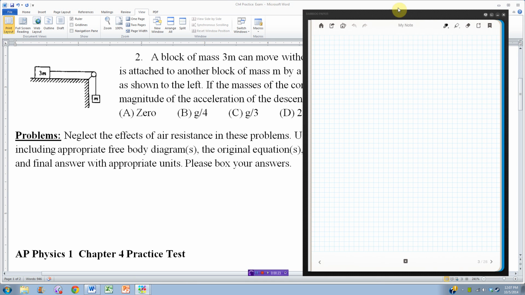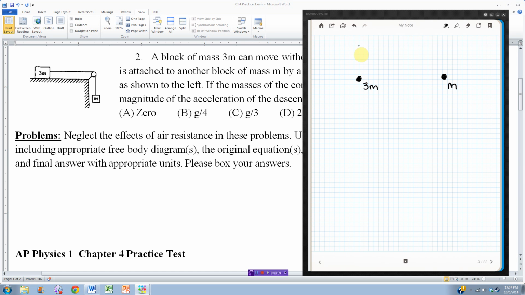Okay, so this is supposed to be a multiple choice, so you really want to do this as quick as possible, but I'm going to do it real slow and explain everything as we go. So I'm going to do free body diagrams. One of these has a mass of 3m, the other has a mass of m.